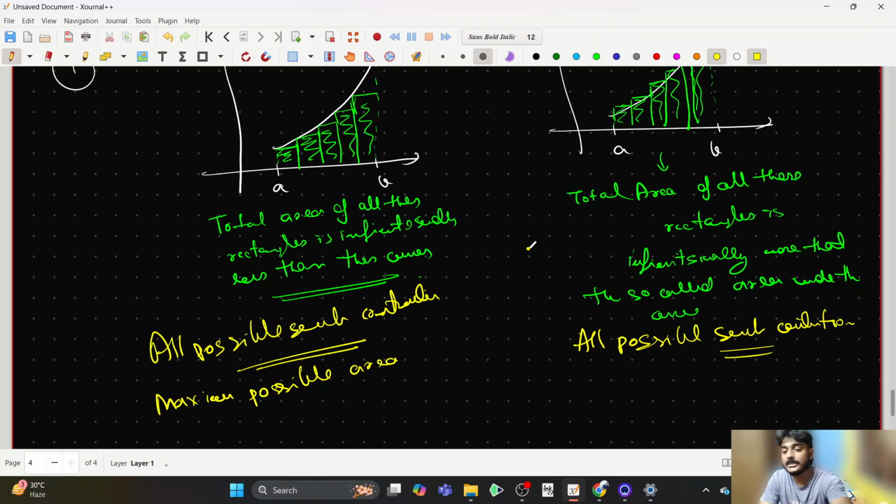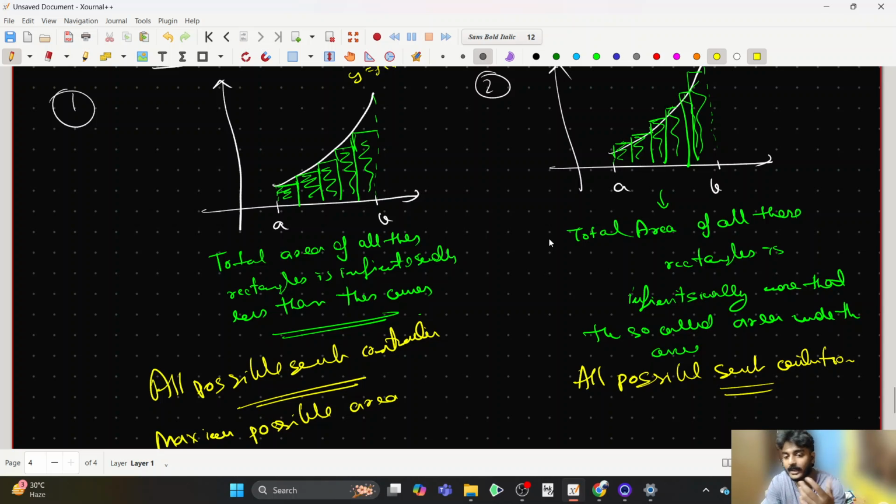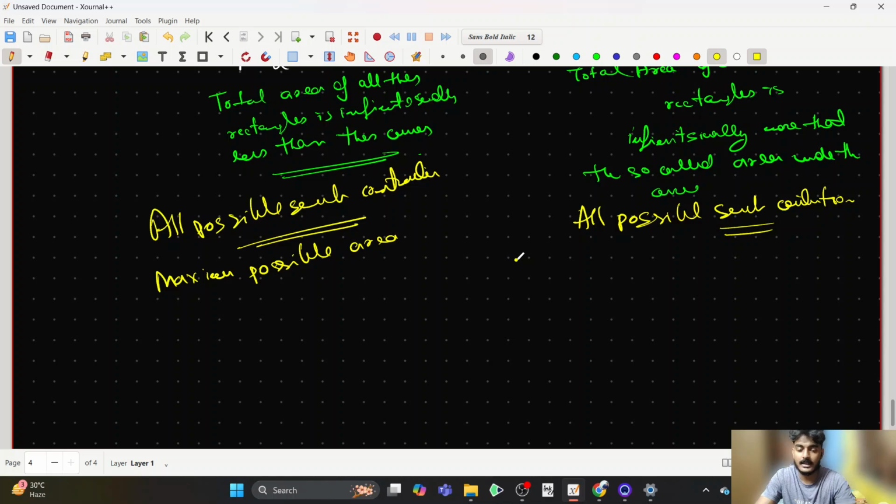Now, you will achieve the maximum possible area once the top part of these rectangles almost approximates the curve itself. Fine. Let me draw a picture again to make you understand this. So suppose this is what you have, A and B.